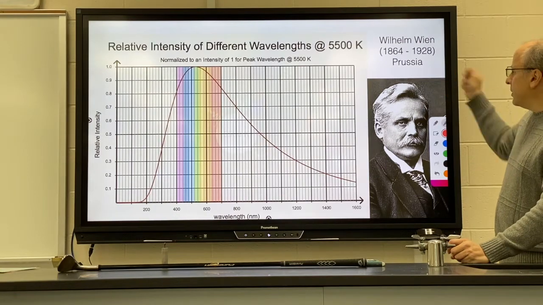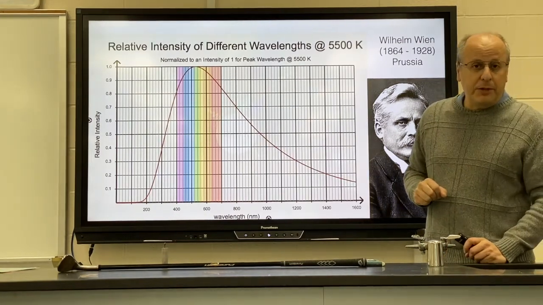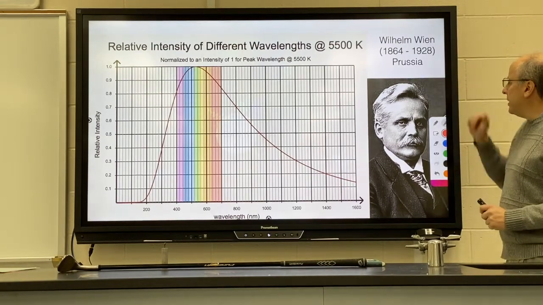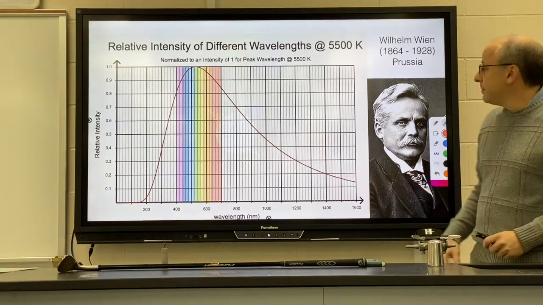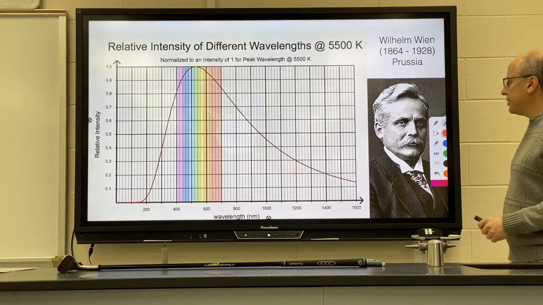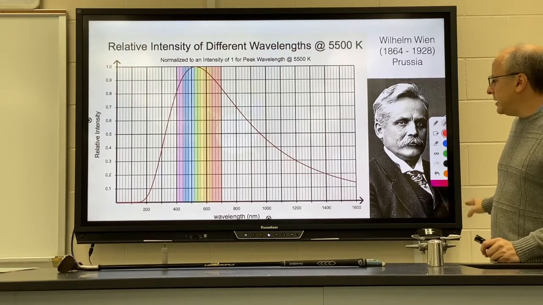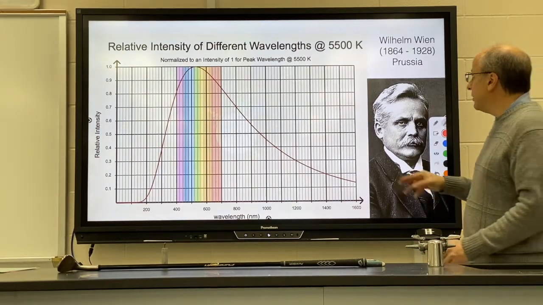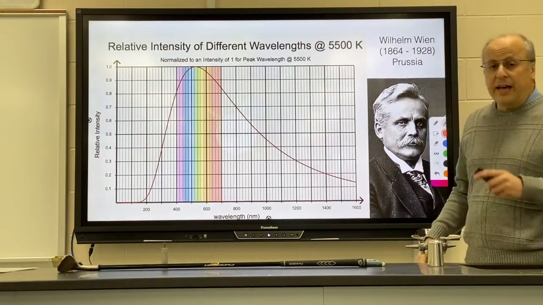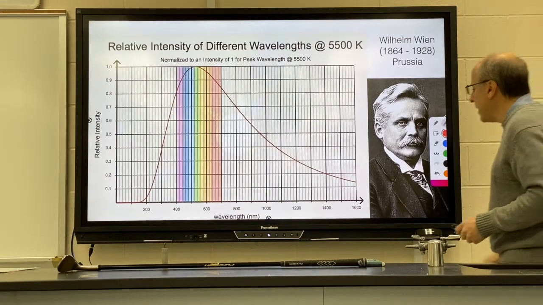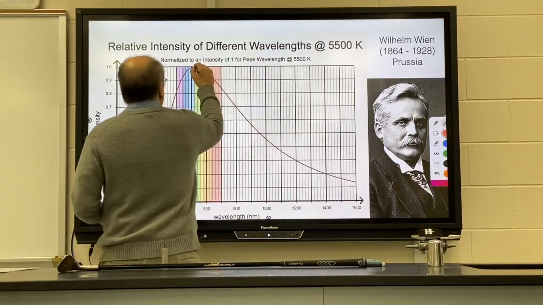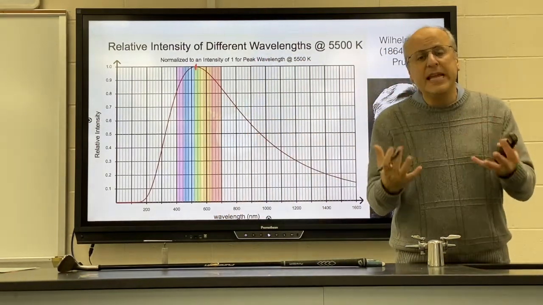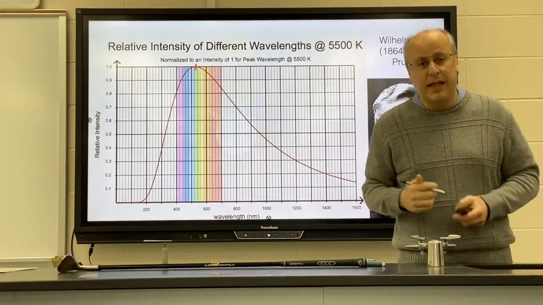The first person to find the connection between temperature and the type of light is this gentleman. You can see he's from what then was Prussia. You can see his years. And what he did is he looked at the light coming off of objects at different temperatures. Here we happen to be at 5500 Kelvin. He looked at the light that came off more so than any other color. It's called the peak color or the peak wavelength.